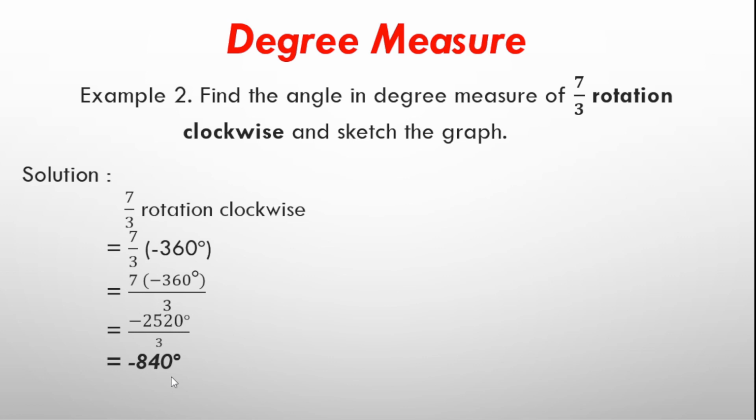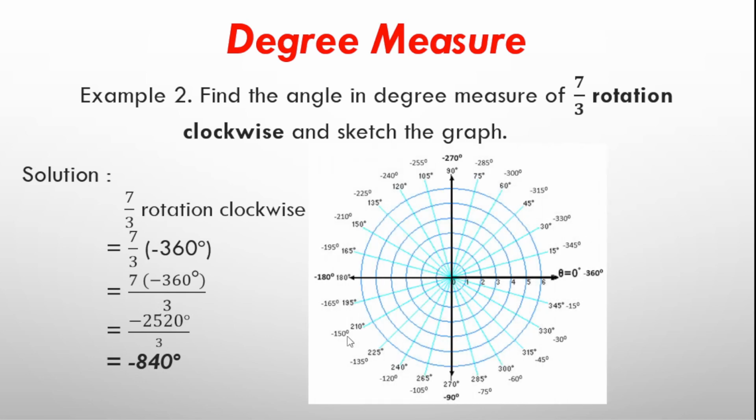And take note that negative 840 degrees is more than one full rotation. So how are we going to sketch the graph of negative 840 degrees? First, we are going to make one full rotation clockwise, and that is negative 360 degrees. And then we are going to extend our rotation into another full rotation to make it two full rotations.